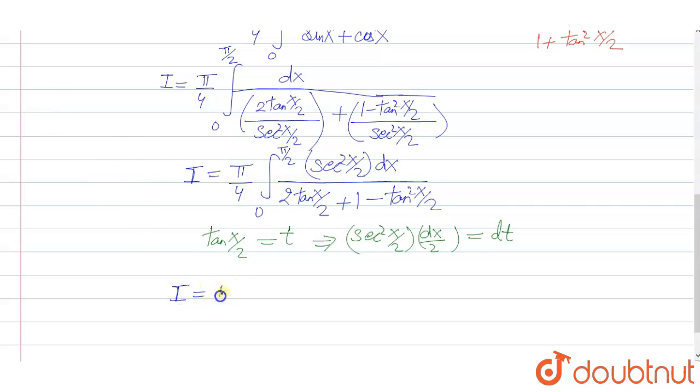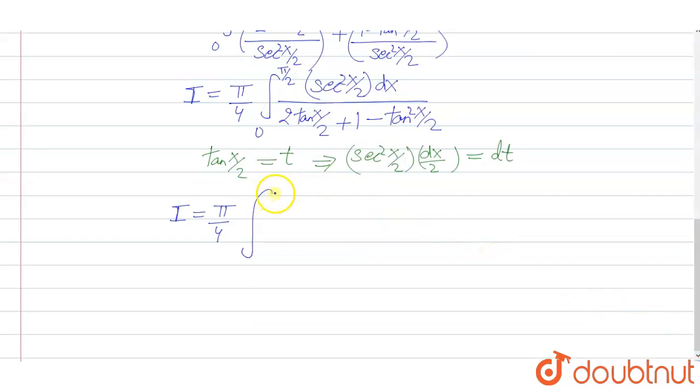I equal to pi by 4 integration. Now the limits also would change according to t. At x equal to 0, t is tan 0, which is 0, and at x equal to pi by 2, t would be tan pi by 4, that is 1. So these are the limits in terms of t. So limits become integration from 0 to 1.